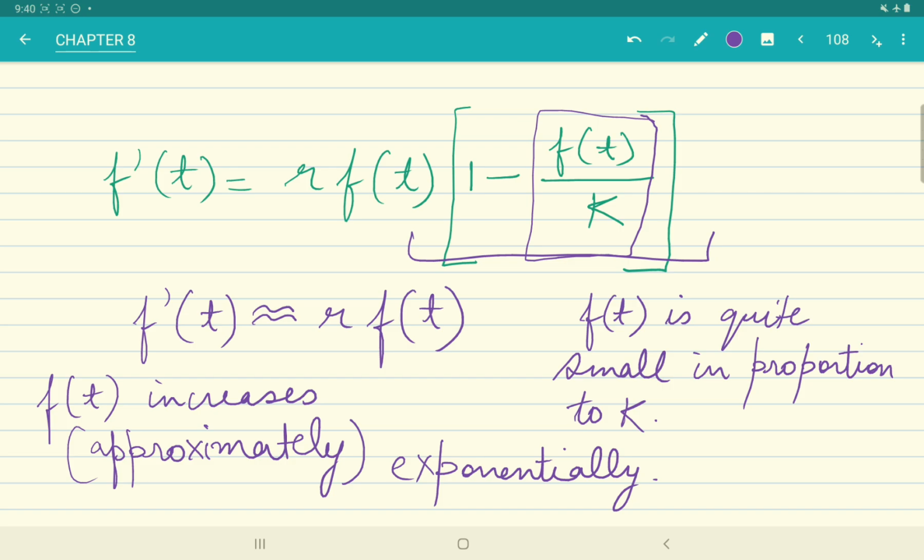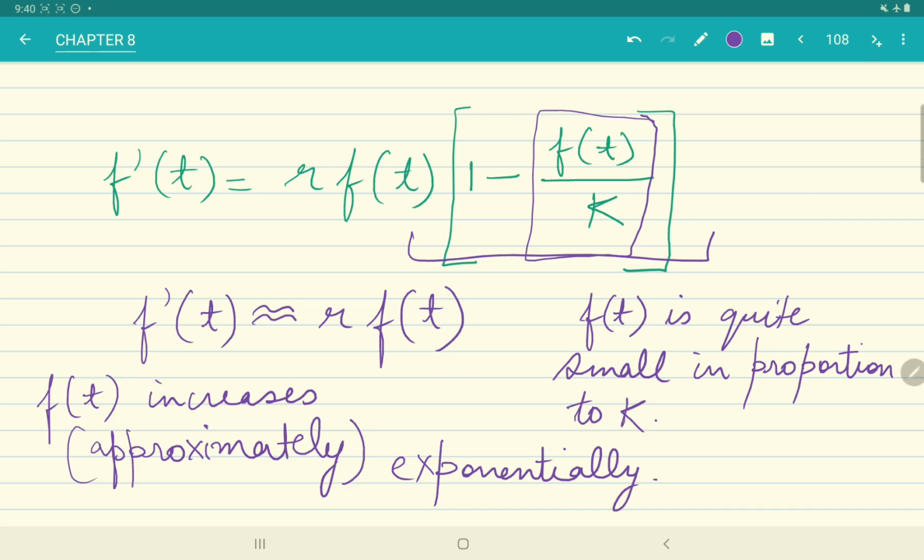So then I cannot say that f prime t is approximately equal to r f(t). Then I cannot say that the population is increasing exponentially in an approximate sense. This is when f(t) becomes larger. So if f(t) becomes larger, that just means that you cannot say that this fraction f(t)/k is small. And if that is not the case, that means 1 minus f(t)/k is definitely not approximately equal to 1.